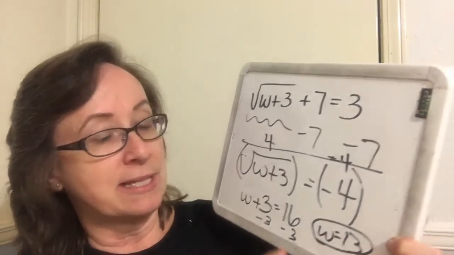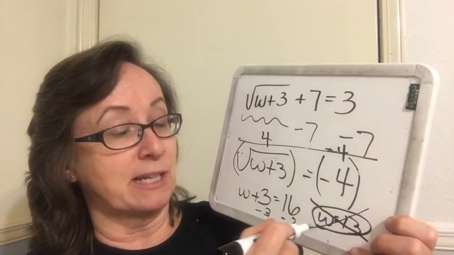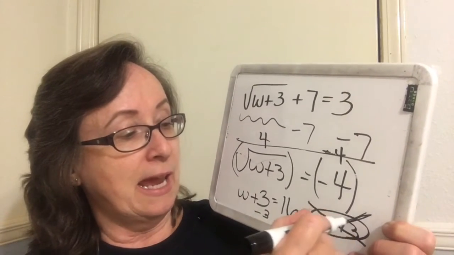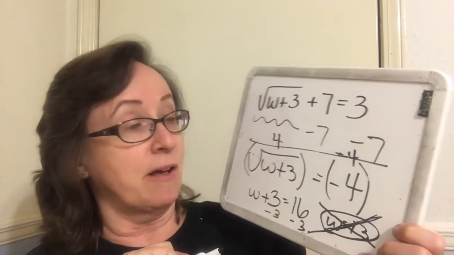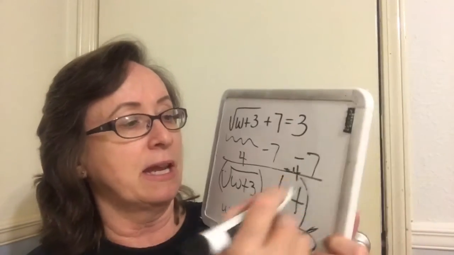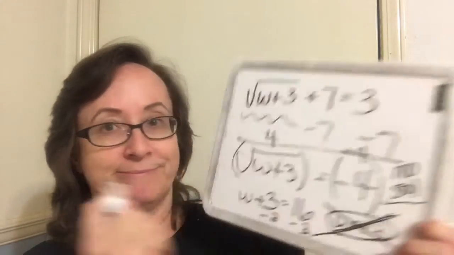All right, so this is a good example. This was not a solution. It was an extraneous solution, and although it solved the squared equation, it did not solve the original. We have to cross it out, and the answer would be no solution.